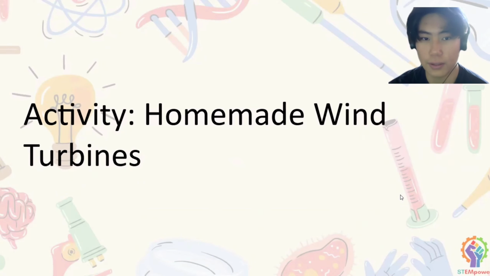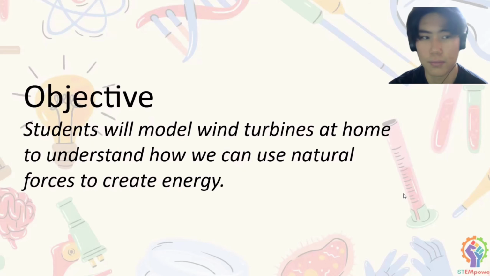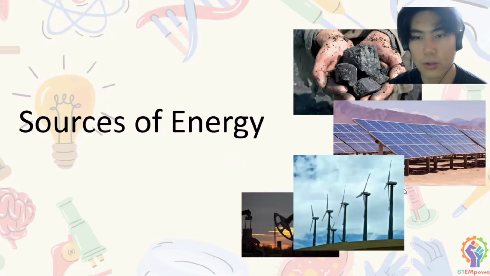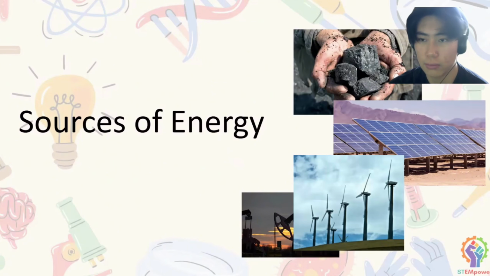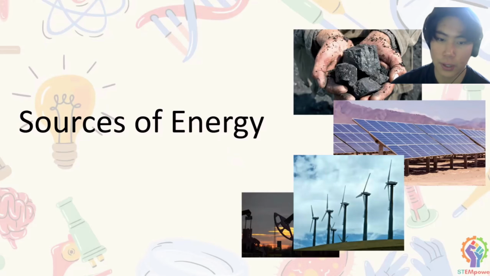Our next activity, homemade wind turbines. Students will model wind turbines at home to understand how we can use natural forces to create energy. Here are some sources of energy. This is coal. We know what coal is, I'm assuming. You put it in the campfire or you light it and it creates heat. Solar panels use the sun's UV rays to create energy. Wind turbines use wind to spin a propeller blade, which converts to energy. And oil.